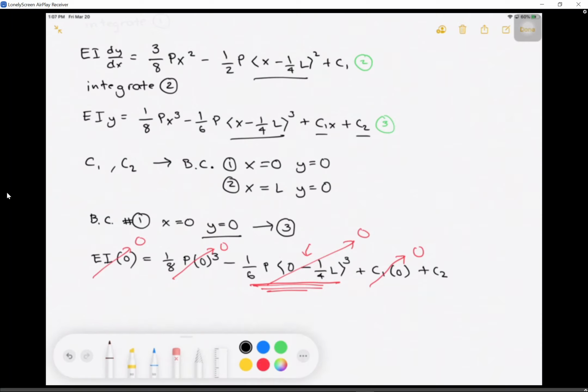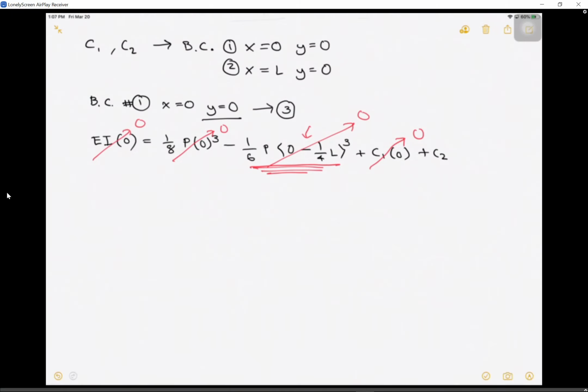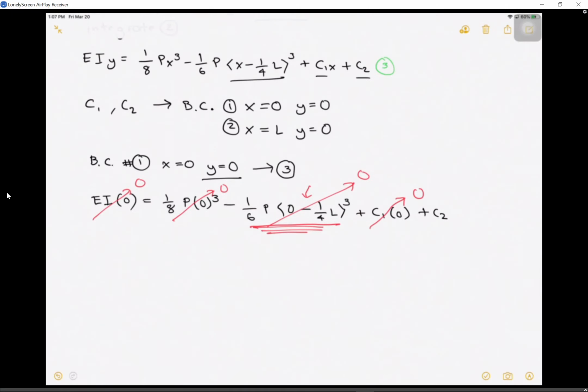Now, based on this singularity function, we can say that our C2 is equal to 0. So that's going to be the value for our C2. How about for C1? We can apply our second boundary condition, which is x is equal to L, y is equal to 0.